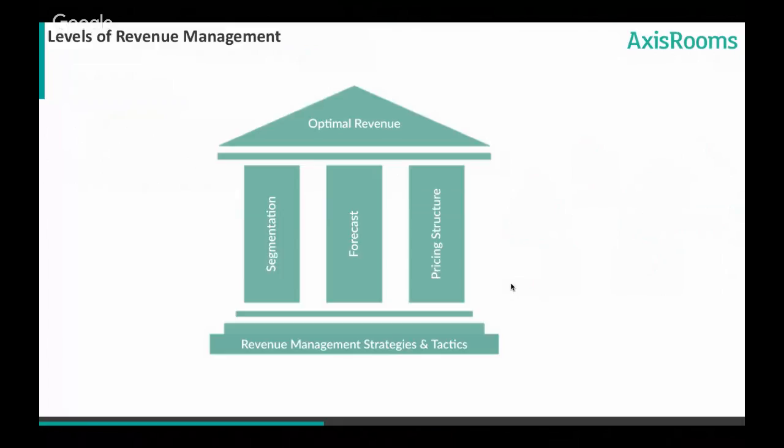Now, this is to ensure the right price is charged for the correct product offered and at the right time, according to the season and day of week production. Revenue managers develop strategic and tactical decisions based on these 3 pillars and achieve the goal of revenue management to optimize revenue and ensure that no money is being left on the table and no opportunities are missed.